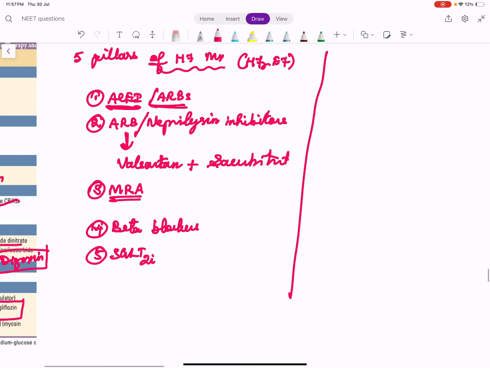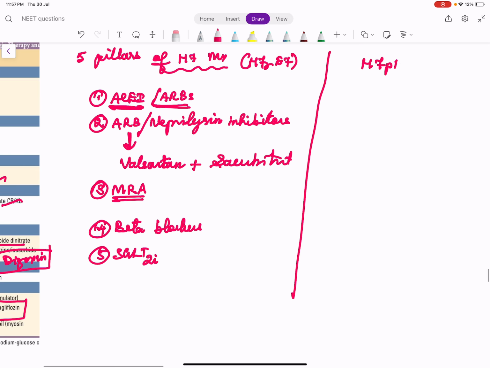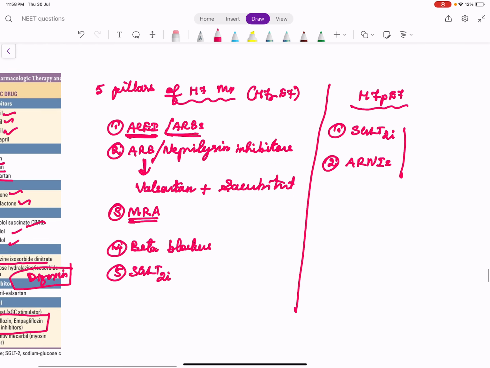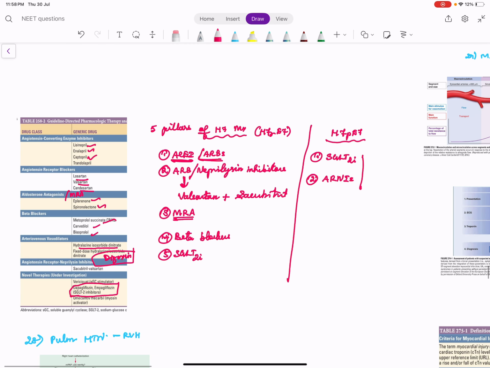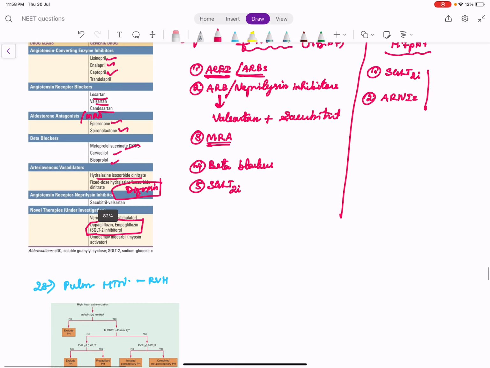Now what about heart failure with preserved ejection fraction? Many of these drugs cannot be used. The first drug which we use is SGLT2 inhibitor. Next, ARNIs have a role. That's all. Some studies say MRAs have a role. Maybe we'll delete this. Only SGLT2 inhibitors and ARNIs have a role in heart failure with preserved ejection fraction. So that completes heart failure.